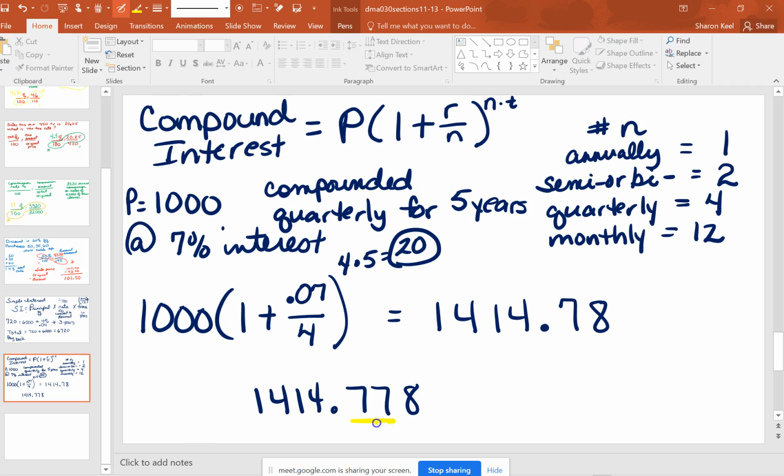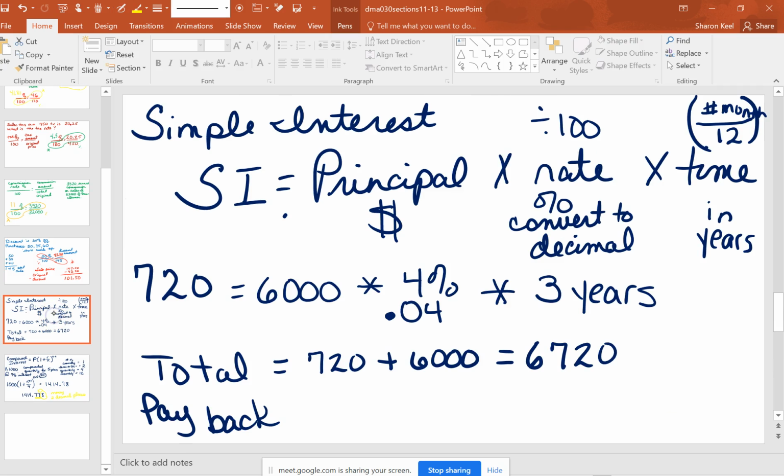Always remember, money goes two places. You look at the third place to determine how to round. So money is two decimal places, always, unless they specifically say round to the nearest whole dollar. Okay? So that is the remainder of those sections 11 through 13. And as I said, when you do the test, you'll be allowed to use this formula and also the simple interest formula as well. Okay?